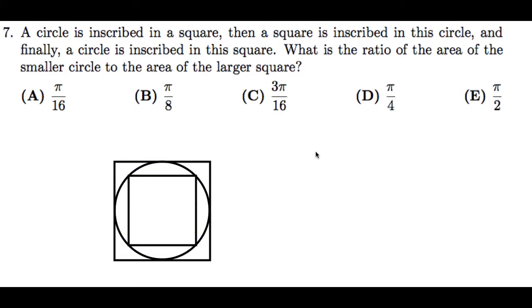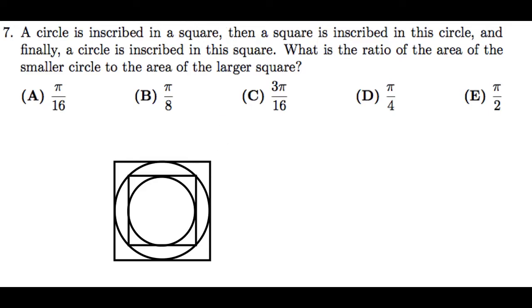Okay, and then finally a circle is inscribed in this square. Okay, we have another square. All right, how about that? What is the ratio of the area of the smaller circle to the area of the larger square? So let's try to look into this one.